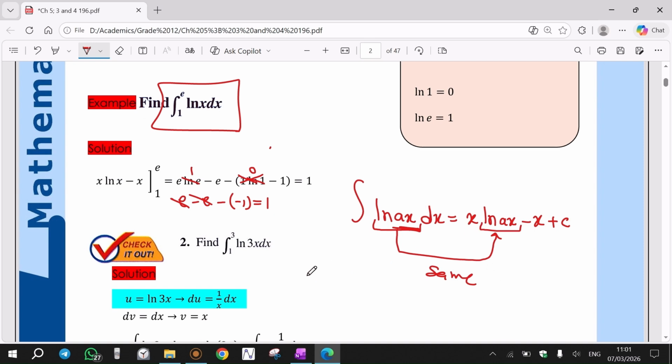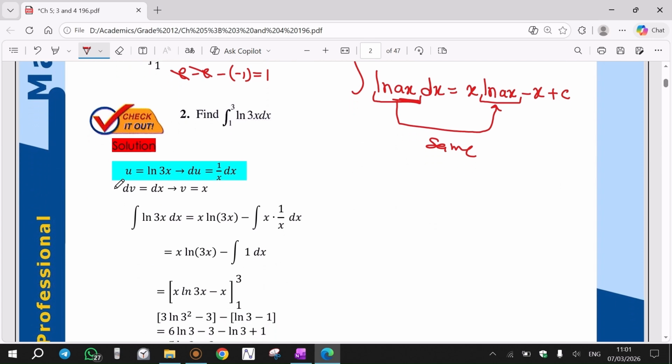Now, since we know this note, solving this ln question does not need UDV, so we can simply cross this out, because we know ln 3x becomes x ln 3x minus x, as it's written here. Until here, you can cross the solution out. We don't use this way. Ln 3x becomes x ln 3x minus x. Once we input 3, once we input 1.